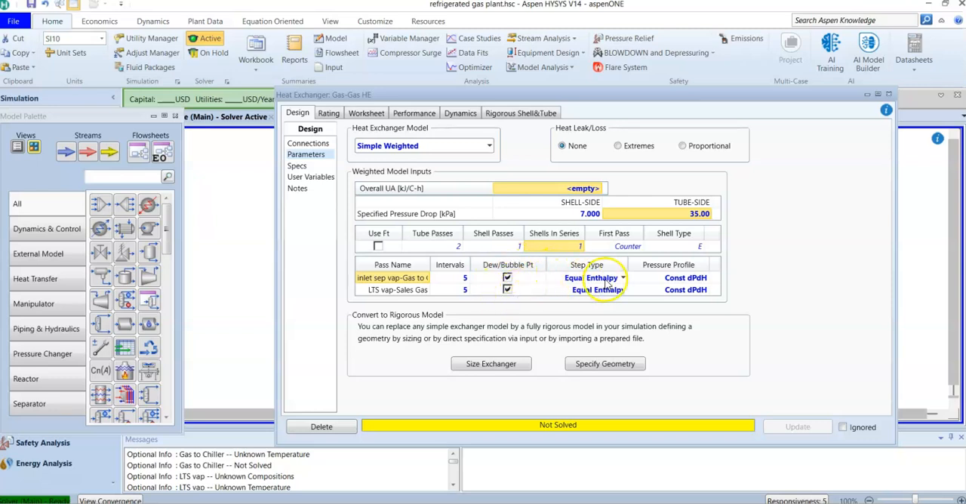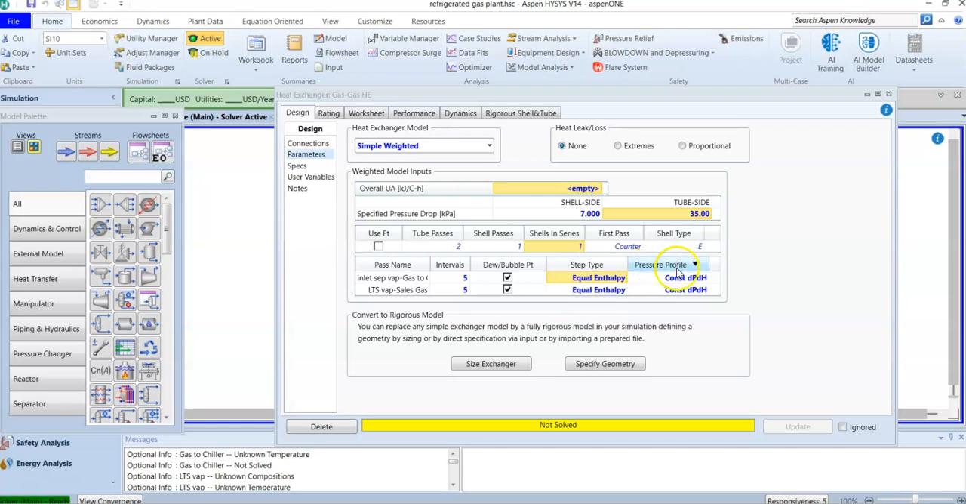The step type, because we are dividing our curve into intervals, could be divided in terms of enthalpy, temperature, or auto interval. In this case, we are going to keep it equal enthalpy, which means all intervals have an equal enthalpy. If we choose equal temperature, each interval that we are dividing our heat exchanger into will have the same temperature. Okay. If we choose auto interval, Aspen HYSYS will be responsible for dividing this.